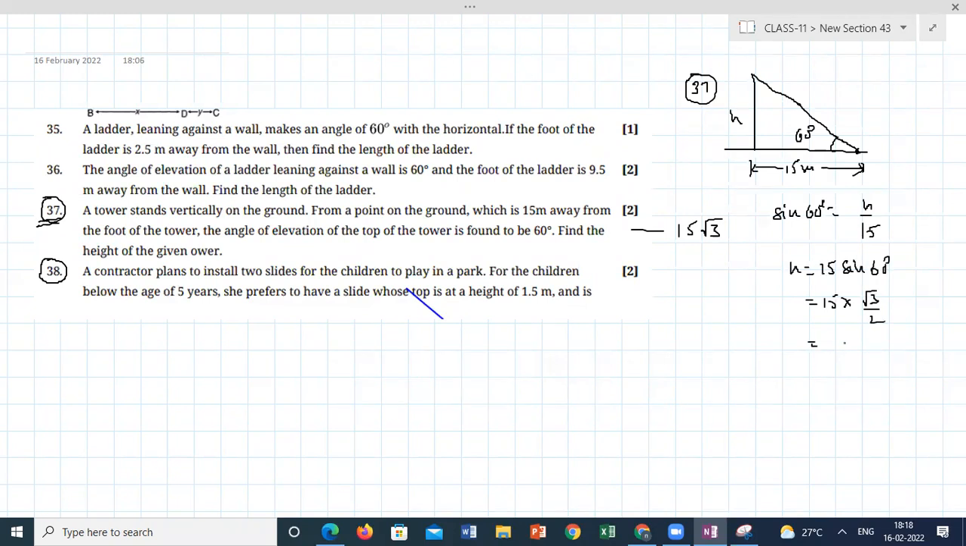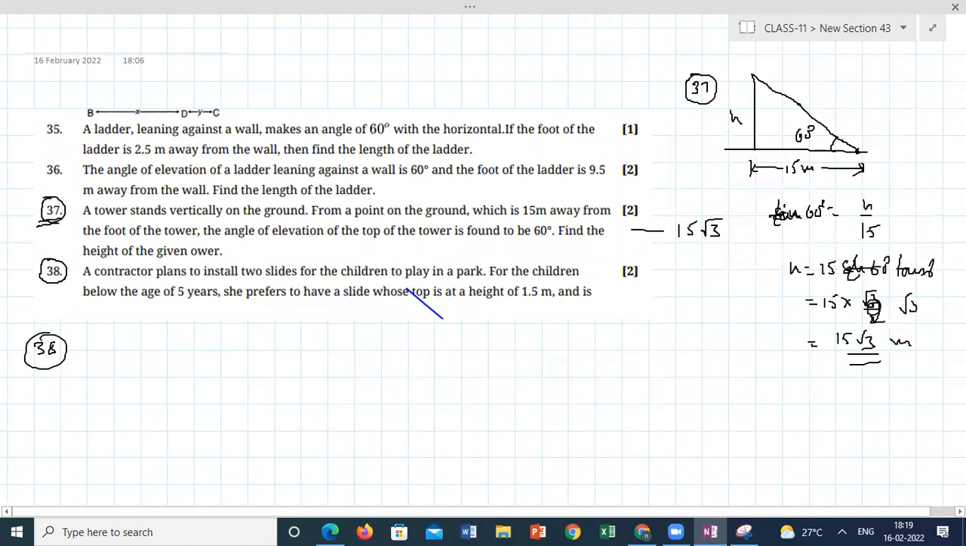How is it 15 root 3, students? Sir, sine 60 will not be h by 15, sir. Why? Sir, sine is opposite by hypotenuse. Got it, sorry. Here you have to take tan 60. So tan 60 is root 3, and 15 root 3 is the right answer. Sorry guys, my mistake. Do question number 38 after this.